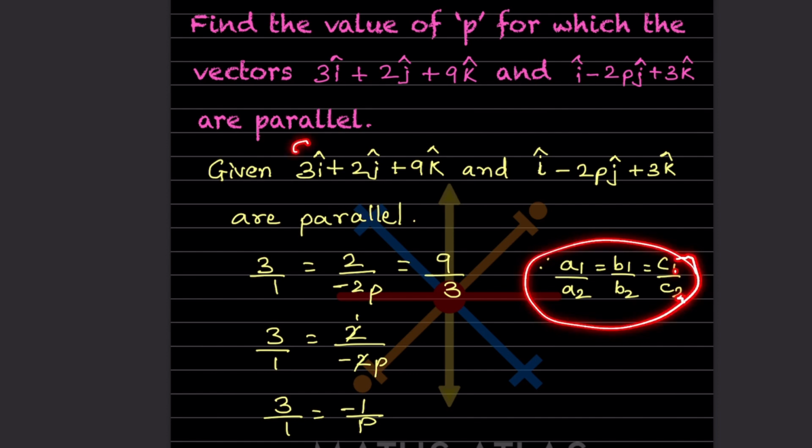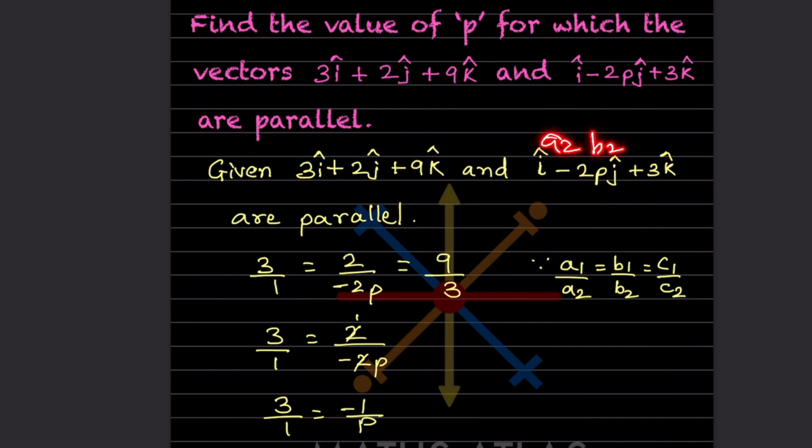So this you have to remember. So what is this one? This will be a1, b1, c1, a2, b2 and c2. So now you'll look at the coefficients. Now here 3 by, here nothing means it is going to be 1. So you are going to write 3 by 1. Now look at here plus 2 and this is minus 2p because this is the j. Now here you will write plus 9 and plus 3. So you will write here 9 divided by 3.